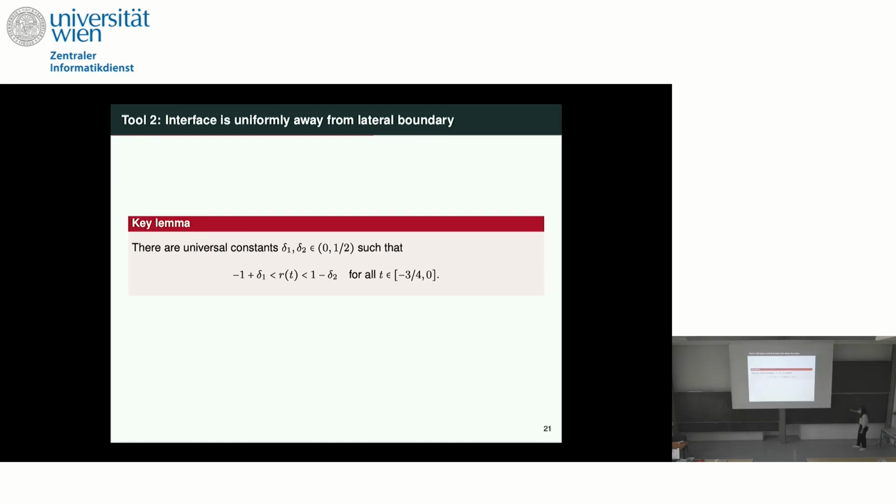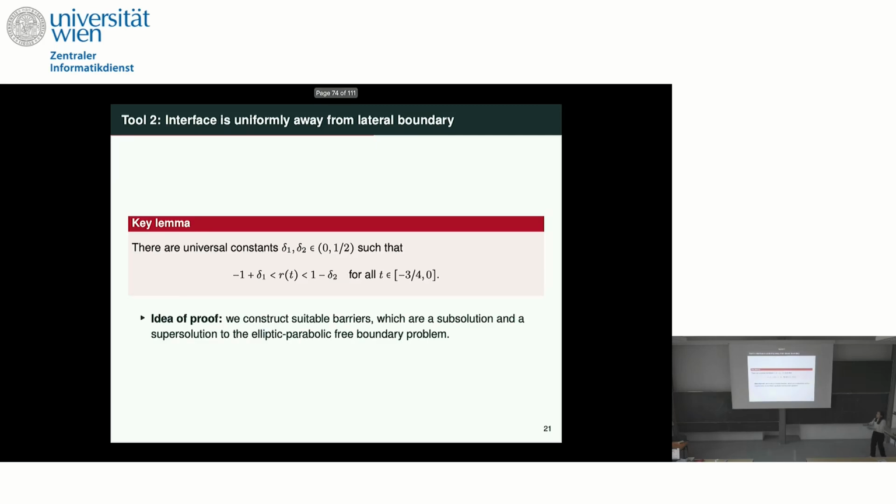So we show that there are two universal numbers, delta 1 is the lower bound, delta 2 over here, such that the free boundary, we don't know what it will do, but it will be away from the lateral wall, okay? So this is what this is saying. And the proof is you construct some sub-solutions, some super-solutions, and use comparison arguments.